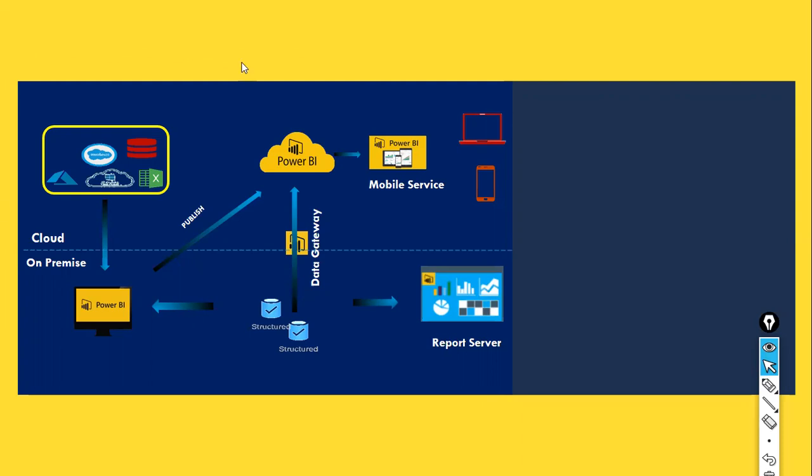So there are two sides of Power BI. One is the on-premise, the other one is cloud. The on-premise is a physical server located in your local office. So this has been maintained inside your office premises.